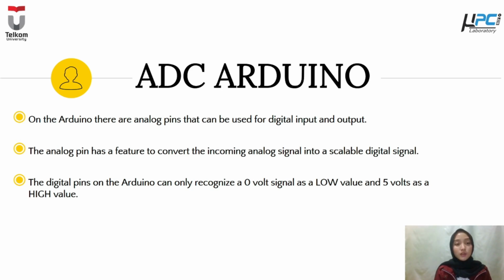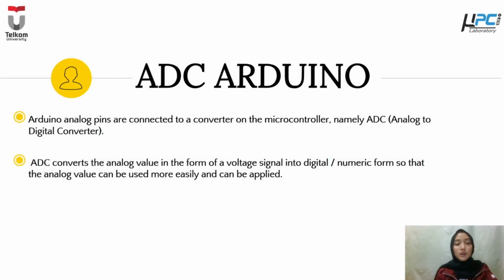ADC Arduino. On the Arduino, there are analog pins that can be used for analog input. The analog pin has a feature to convert the incoming analog signal into a scalable digital signal. The digital pins on the Arduino can only recognize 0 volt as a low value and 5 volt as a high value. Arduino analog pins are connected to a converter on the microcontroller, namely ADC. ADC converts the analog value in the form of voltage signal into digital or numeric form so that the analog value can be used more easily and can be applied.